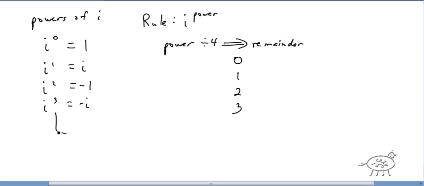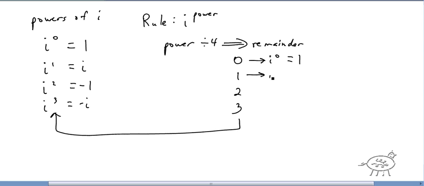And hey, look at that, huh? Wow, it kind of matches up there, which is actually really, really good. So if the remainder is 0, it's i to the 0, which is 1. If the remainder is 1, it's i to the 1, which is i. If it's 2, it's i squared, which is negative 1, and i to the third power is negative i. That's all you need to be concerned about, is just the remainder.